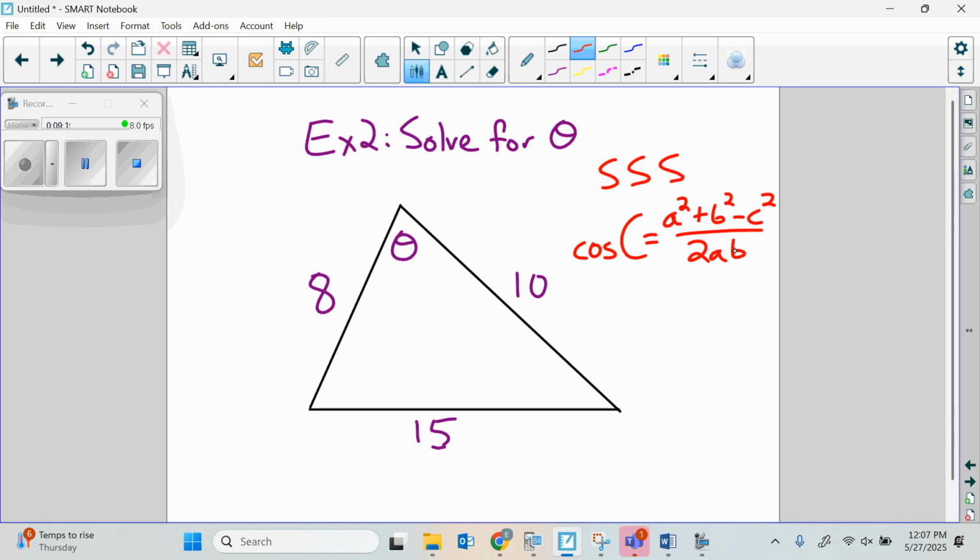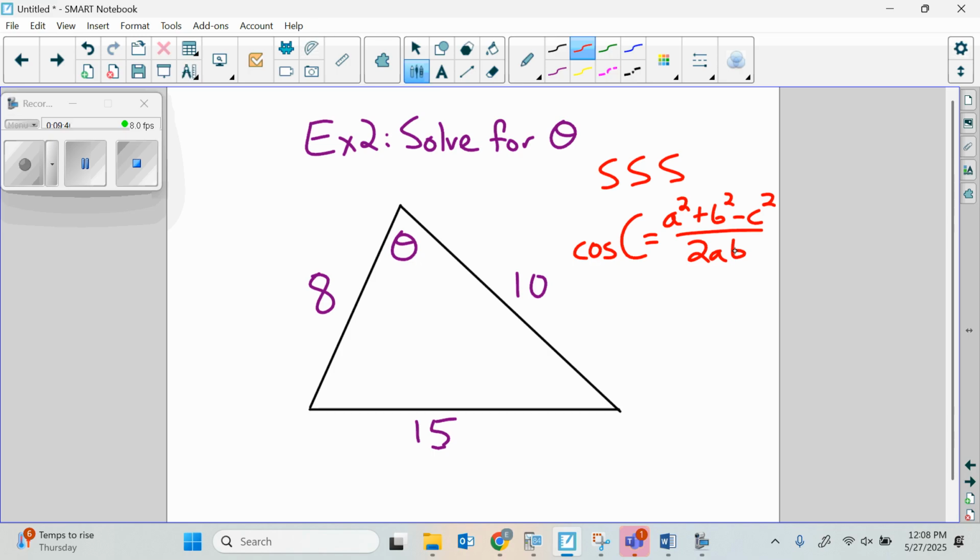Once again, our formula has A's, B's, and C's in it, but we don't see A's, B's, and C's in this problem. Okay, and that's okay. We have to understand what the meaning of that equation is. Remember, capital C is the angle that we're trying to solve for. In this case, the angle we're trying to solve for is theta because it says solve for theta. How about the little a, little b, little c? Well, those obviously mean the sides.